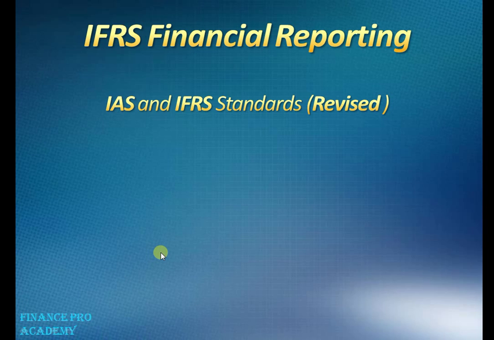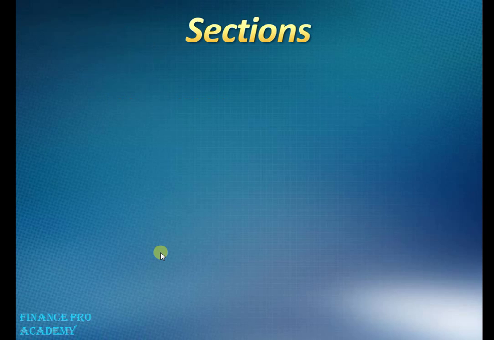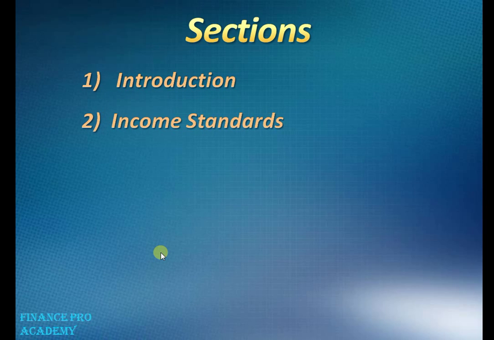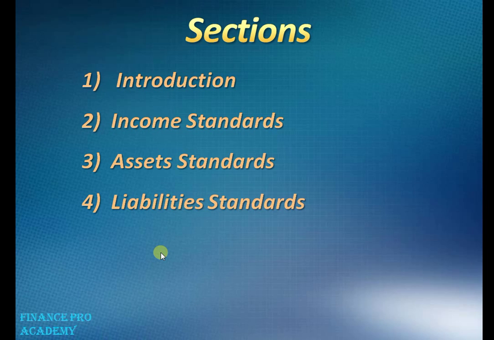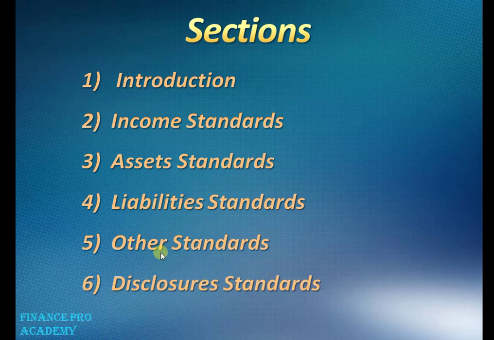This whole course is divided into 6 broad sections. First, the introduction. Second, income standards. Third, asset standards. Fourth, liabilities standards. Fifth, other standards. And finally, the disclosure standards. Each section is categorized on the basis of the nature of accounts these standards are dealing with.